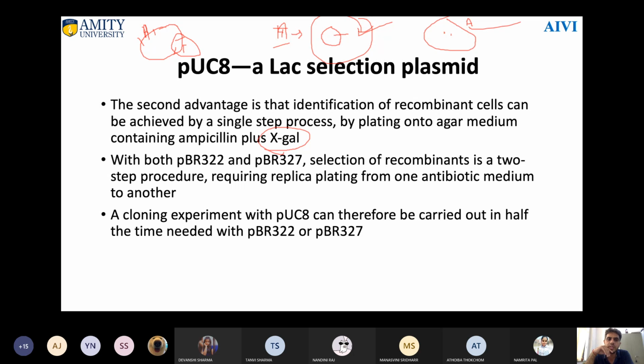So with both pBR322 and pBR327, selection of recombinants is a two-step procedure requiring replica plating from one antibiotic medium to another antibiotic medium. A cloning experiment with this plasmid can therefore be carried out in half the time. Just once you transform, by seeing what appears, you can tell whether they are recombinant or not.